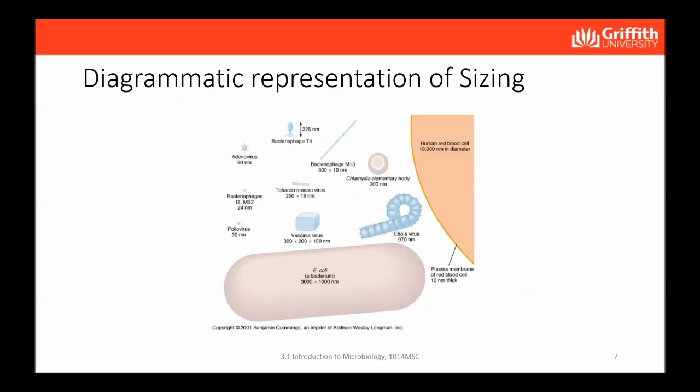So let's try to compare the size of a microbe. A red blood cell, which is on the right-hand side of this image, although quite small for us, is actually 10,000 nanometers in diameter, which is huge when compared to viruses and bacteria, which often interact with red blood cells.